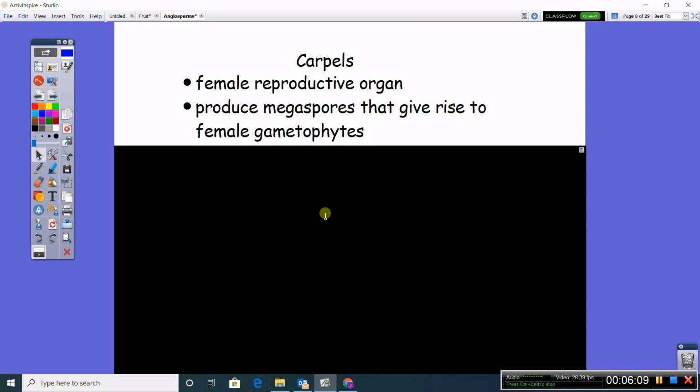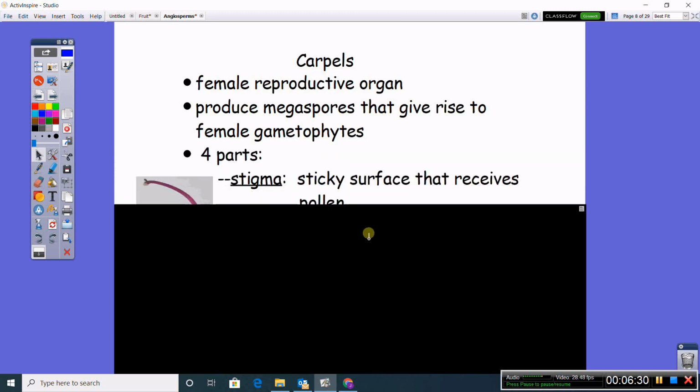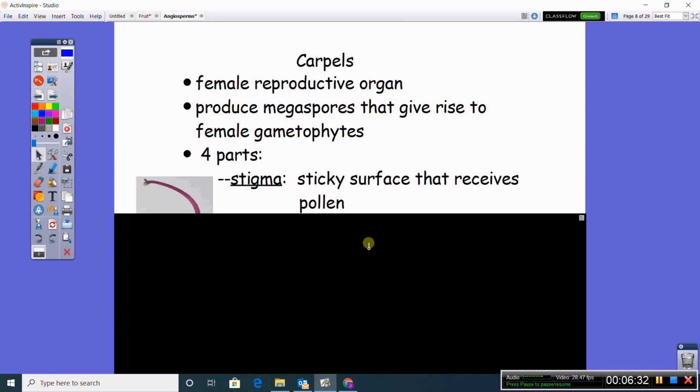So a couple things about carpels is that they are the female reproductive organ in the flower. They produce megaspores that give rise to the female gametophyte. And we briefly mentioned yesterday that the female gametophyte is going to be the embryo sac. We didn't really dwell on that. We'll get into that a little bit more tomorrow. But there are 4 parts to the carpel, or sometimes you might hear the carpel called the pistil.